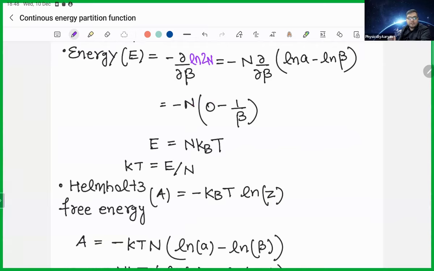The similar logic can be useful in finding Helmholtz free energy. Why am I finding Helmholtz free energy? Because they are asking me entropy. And what is entropy? Entropy is minus curly A by curly T. So in order to find entropy, I first need to find A.